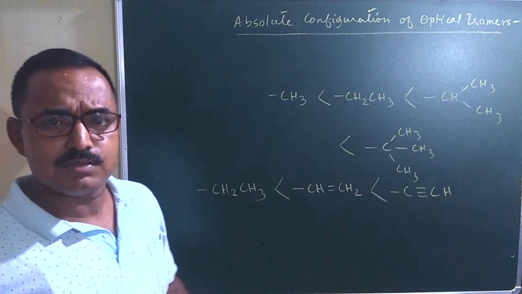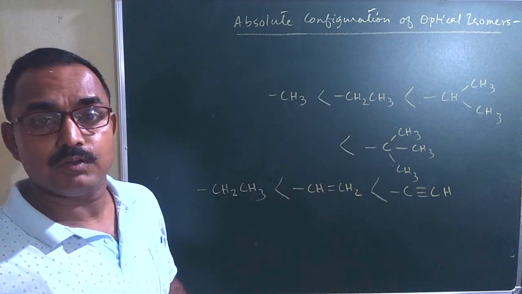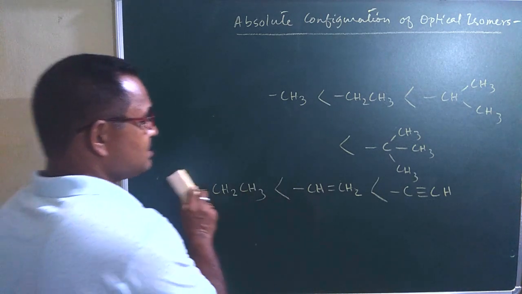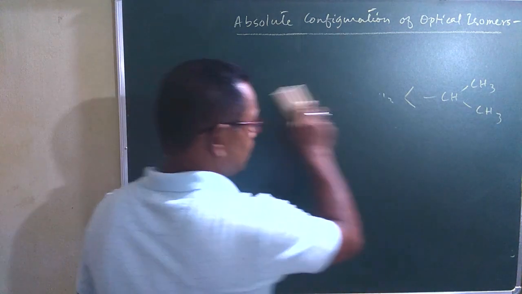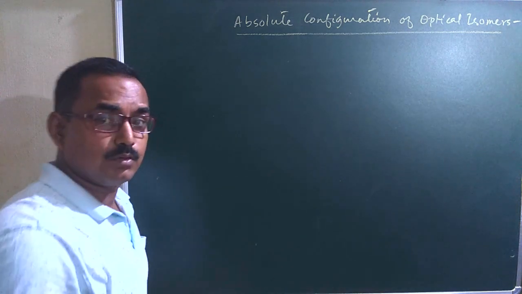So all these are rules given in the Cahn-Ingold-Prelog process. On the basis of these rules, we will now examine how to assign priority of groups.